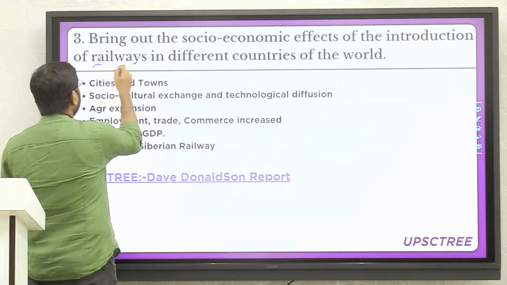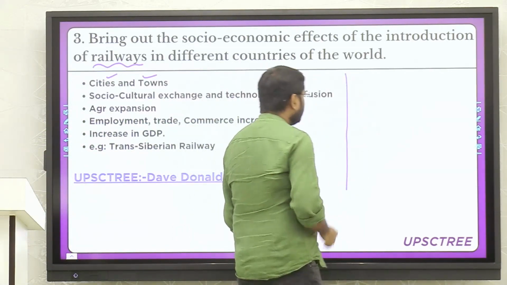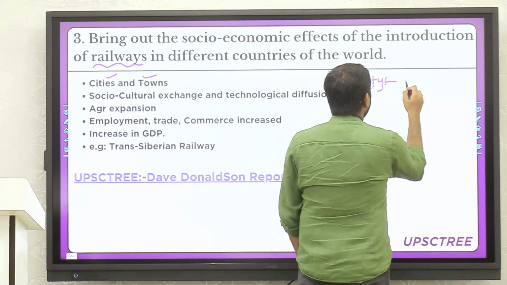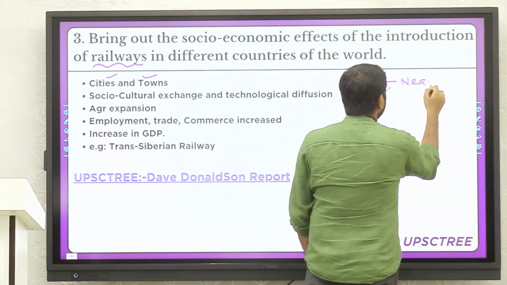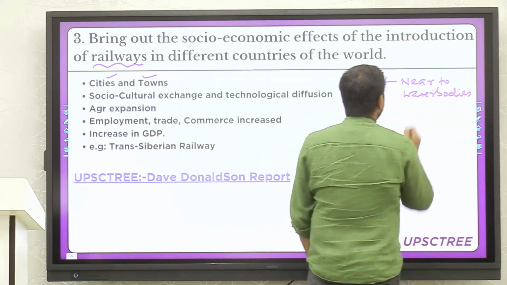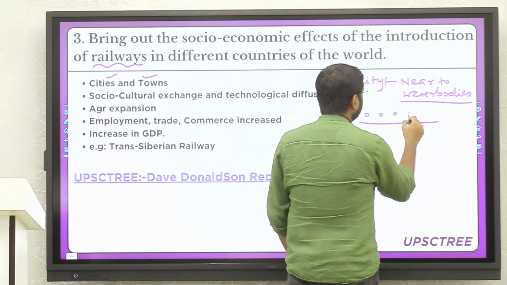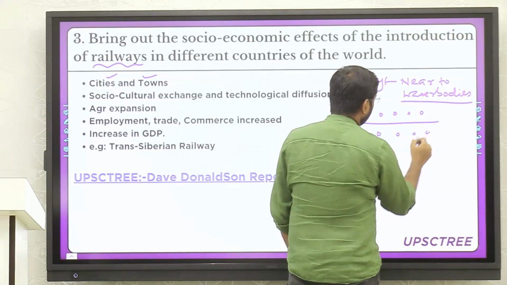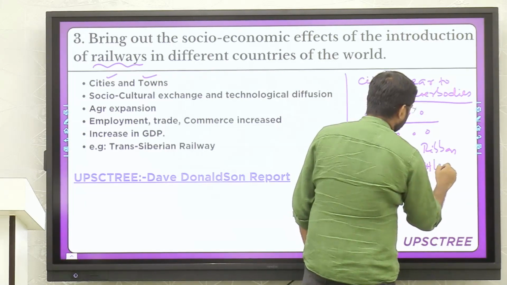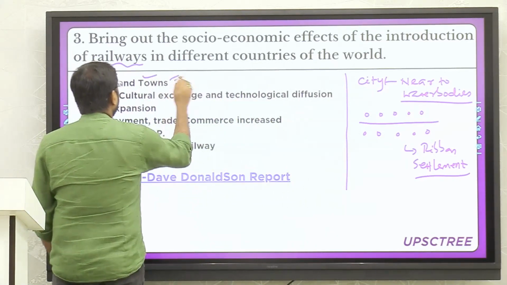Because of railway, we see the emergence of cities and towns. See how it is: prior to this, most of the time when we find a city or a town, it is near a river, near water bodies. Most of the settlements were like that. But now, when there is a railway line, we see the emergence of cities across the railway lines. This kind of settlement in geography is known as ribbon settlement. And we saw that happening, cities and towns emerging because of the railway line.